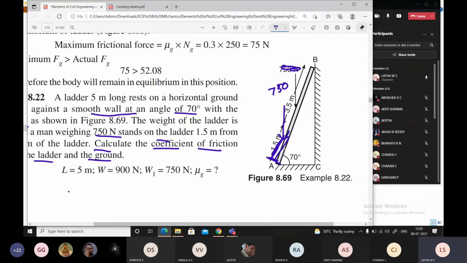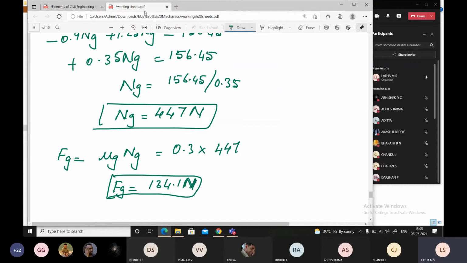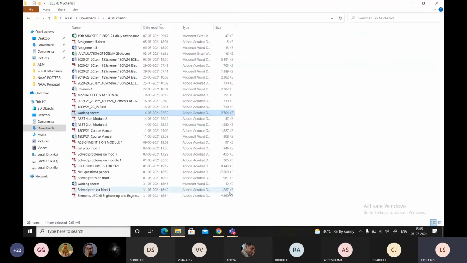Now, the question is asked to calculate the friction between the ladder and the floor, and he says there is a smooth wall. The wall is smooth. But on the floor, the friction value exists, while the wall is smooth. Please take down this diagram. Now draw the free body diagram, students.